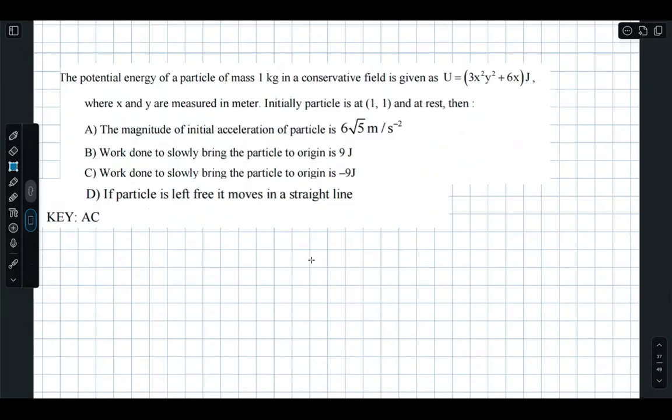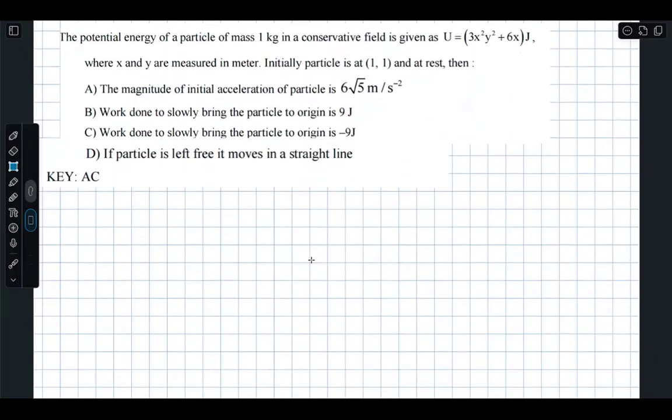That's the question. Potential energy of a particle of mass 1 kg in a conservative field is given.